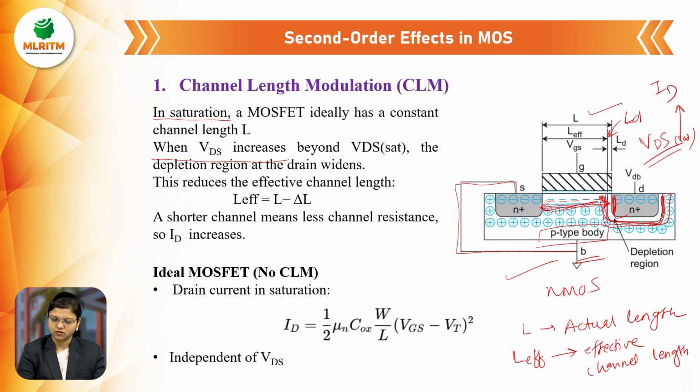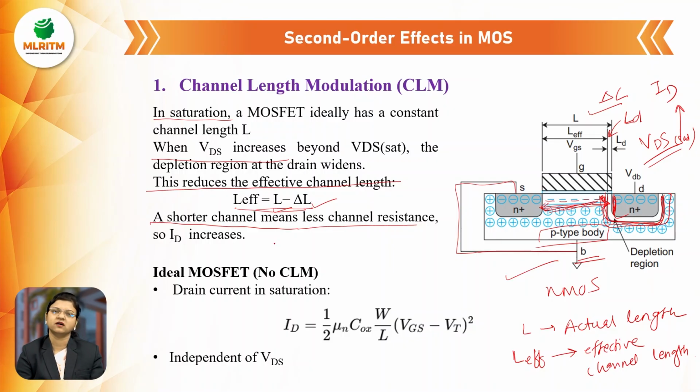Because of this pinch off effect, the channel length is getting reduced and reduced, and it comes towards the source. So if you want to find the channel length, it will be capital L, which is our actual length, and delta L, which is nothing but this LD. This is the length of the channel occupied by the depletion region. So L effective will be the actual length minus the length of the depletion region. It will basically shorten the actual channel, meaning there is less channel resistance. Definitely, because of the shorter channel, ID will increase again. So ID will increase.